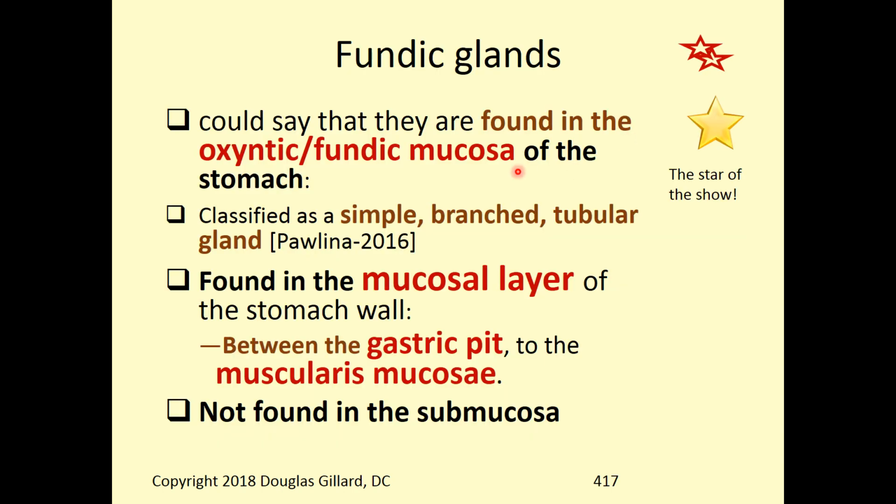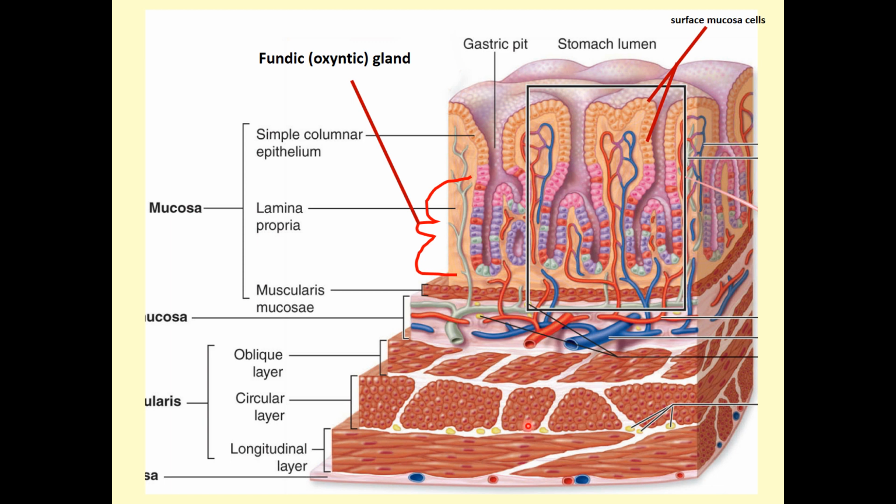Okay, could say that fundic glands are found in the oxyntic fundic mucosa. They're simple branched tubular glands. They're found in the mucosal layer, specifically between the gastric pits and muscularis mucosae. They are not found in the submucosal layer. Review our anatomy of the stomach. Remember what's weird about the stomach wall? Good. It's got that extra layer, right? Three layers instead of two layers.